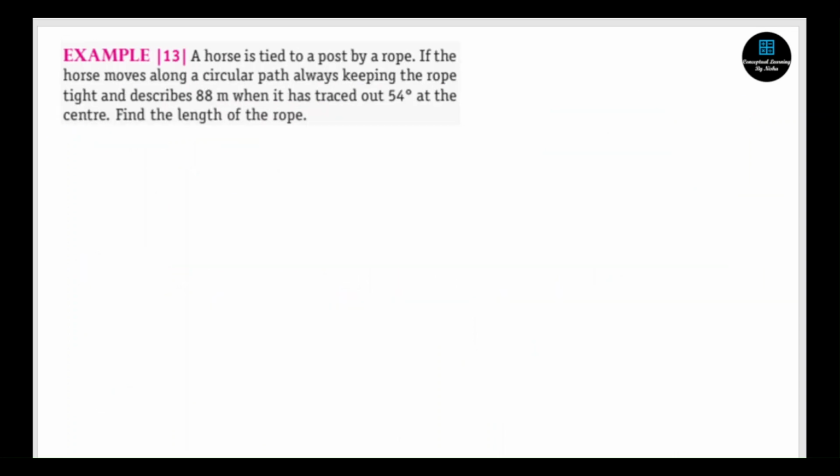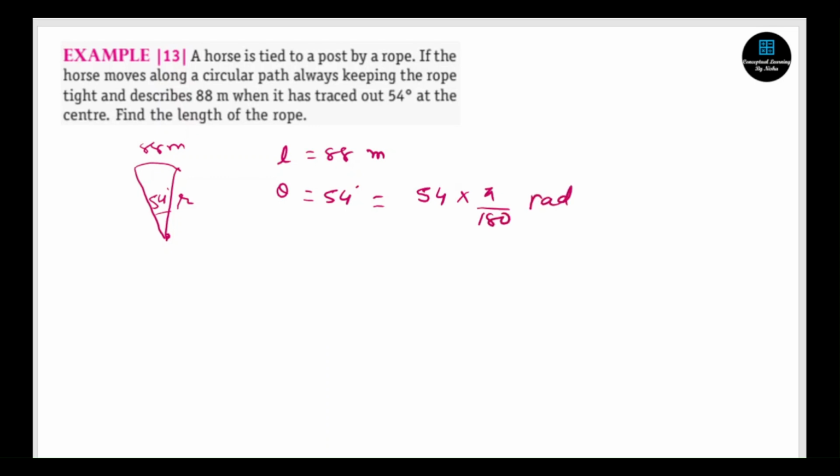Now again, an interesting but easy question. They have given that the horse is tied with a rope that subtends an angle of 54 degrees, and this length is 88 meters. You have to find the length of the rope, which is r. So we are given L equals 88 meters, theta equals 54 degrees. Now I have to convert this into radians: 54 pi over 180 radian. And now we have to find r.